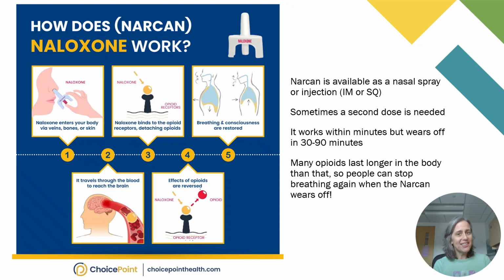So Narcan, interestingly, is available as a nasal spray. So that insufflation, we're getting it through the mucous membrane right in there in the nose and going into the bloodstream. Or you can give it as an injection. Usually IM is preferred over sub-Q because it's more rapid, but the over-the-counter kind is usually the nasal spray. And so you administer it, right? And it goes through the bloodstream and up into the brain.